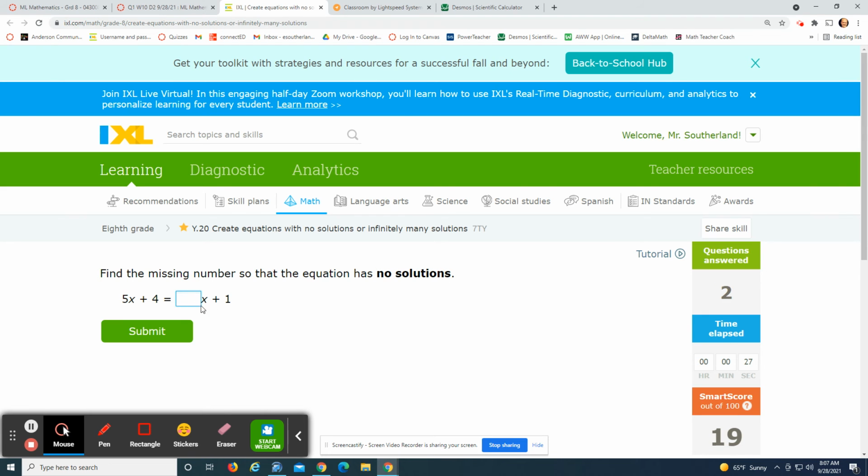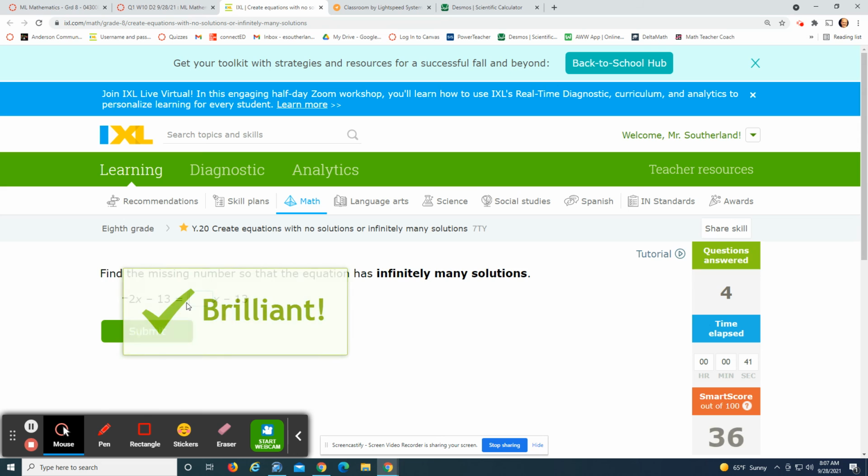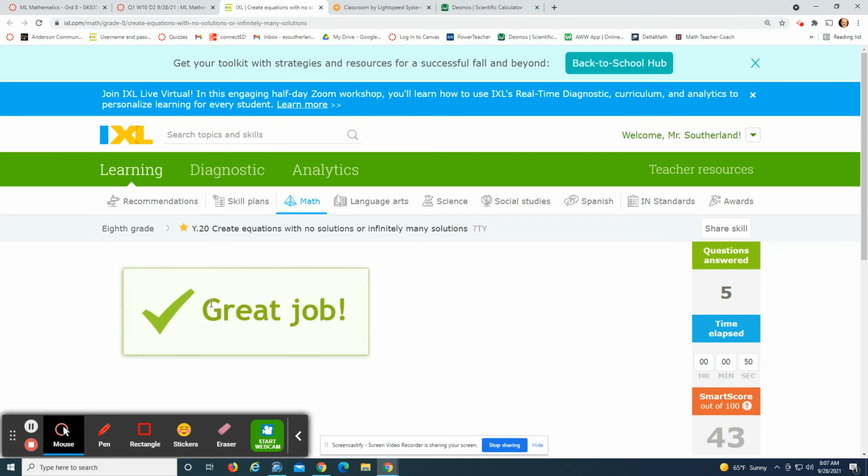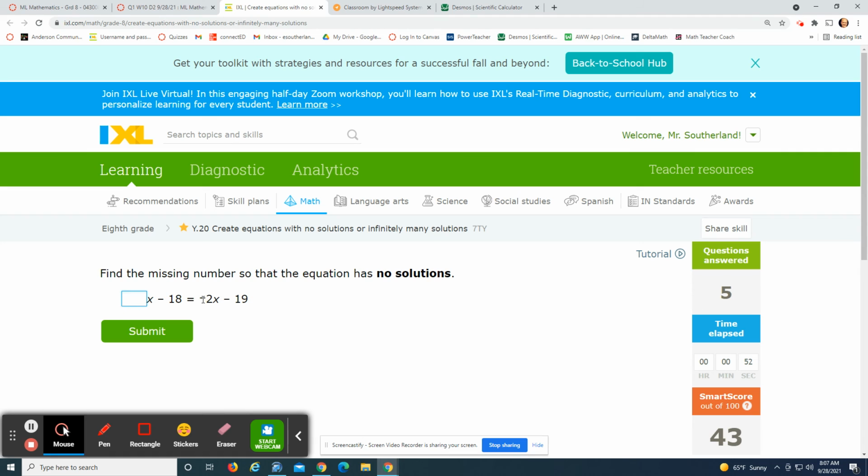This one says 5x plus 4. I need it to say no solutions. This needs to be a 5 because they have to have the same. Again, 2x minus 9. I want it to be no solutions. This needs to be 2x. And so on, and you keep going. Negative 2x minus 13. I want this to be infinitely many solutions, so this should be negative 2. This one is going to be negative 2x as well.